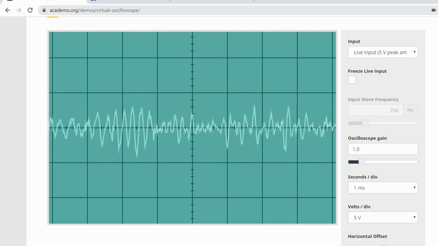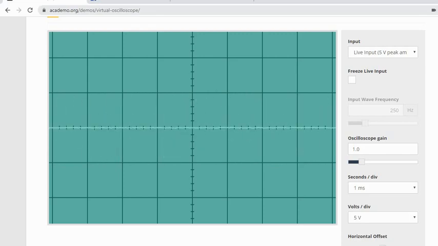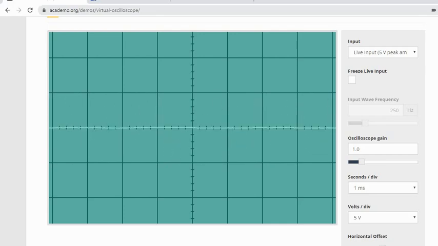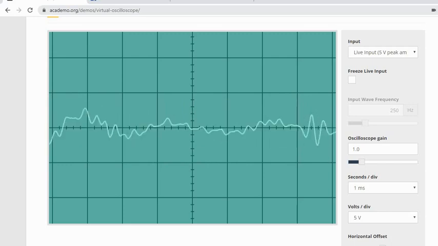If you don't see this waveform being produced, that means your computer microphone is not picking up the sound waves, and you're going to want to activate your computer microphone so that you do see this.